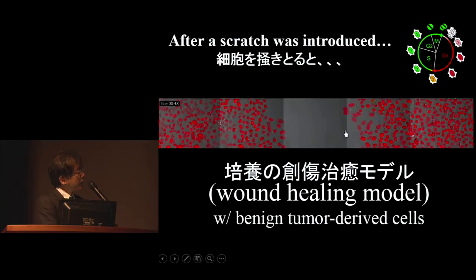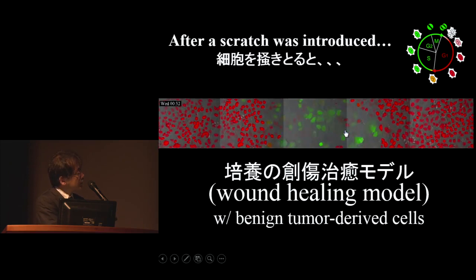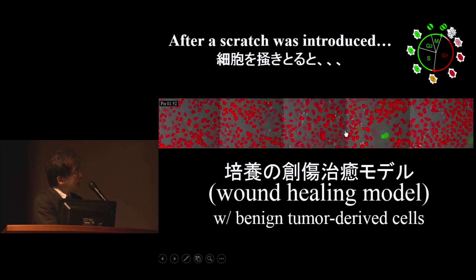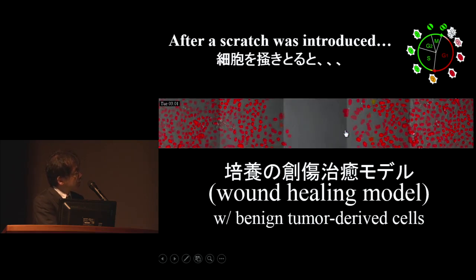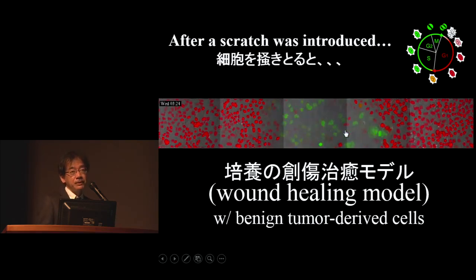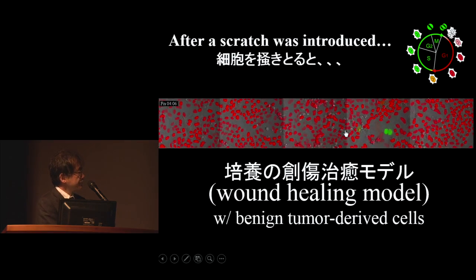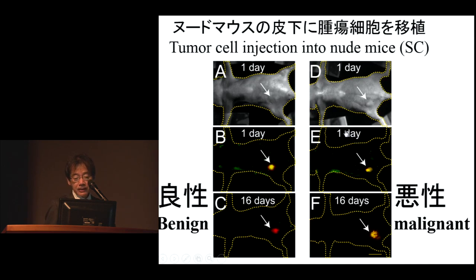Okay. And then we saw some of the cells at the edge of the scratch turning green after some latent time. So they re-enter the cell cycle, and they increased in number to fill the gap. So this is a very good wound healing model. And in a cell transplantation experiment that used nude mice, we could distinguish between benign and malignant properties of the tumors by color.